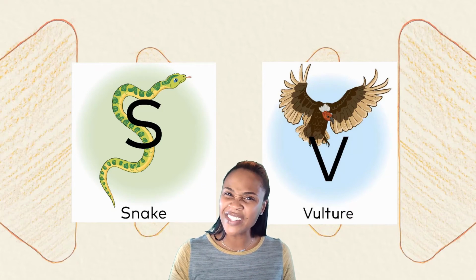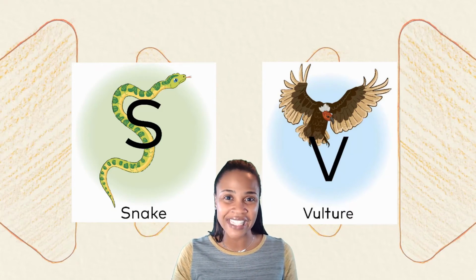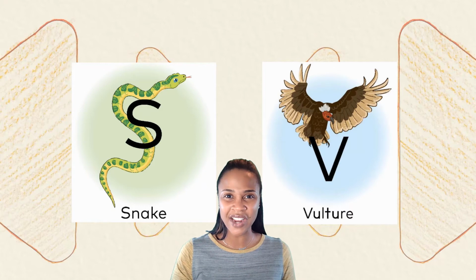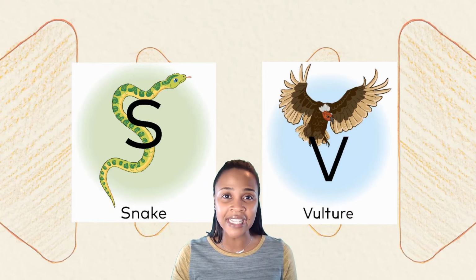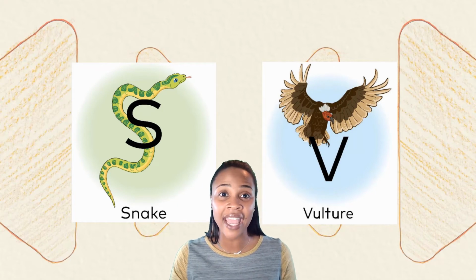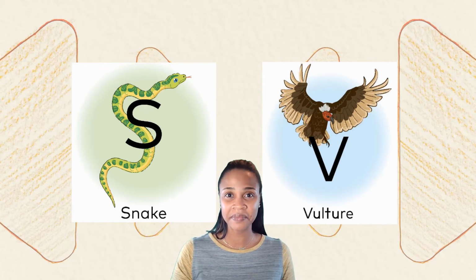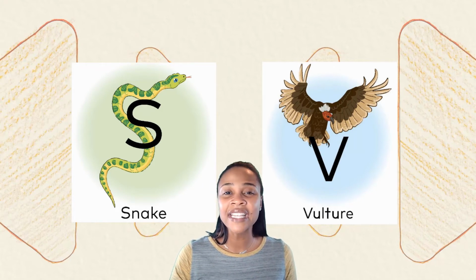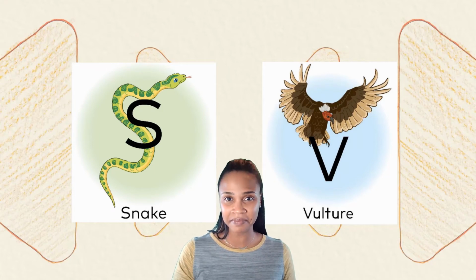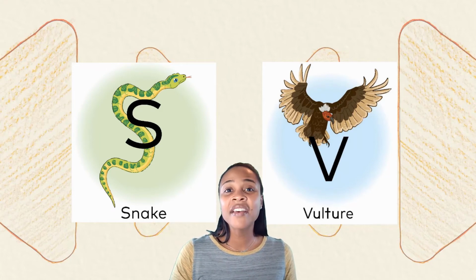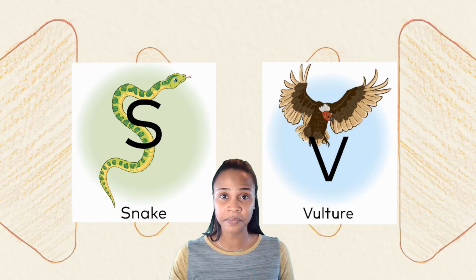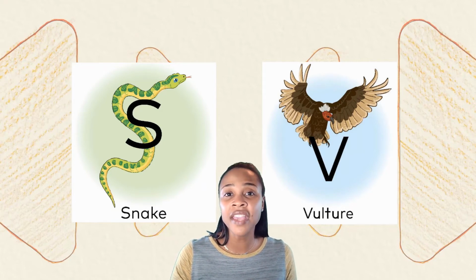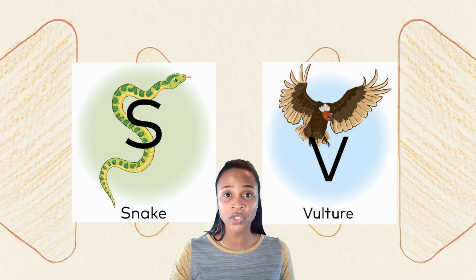Let's do our letter sound chant for the letters S and V. We'll start with S. Repeat them after me. S, snake. S, snake. V, vulture. V, vulture. Nice work.